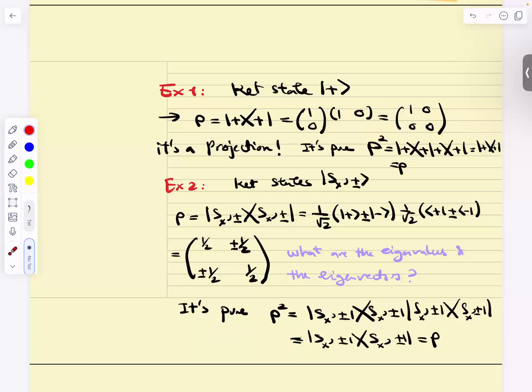You could also check that this density matrix rho is pure because you calculate rho squared is equal to rho. What is rho to the power of 17 for a pure state? It's still rho.